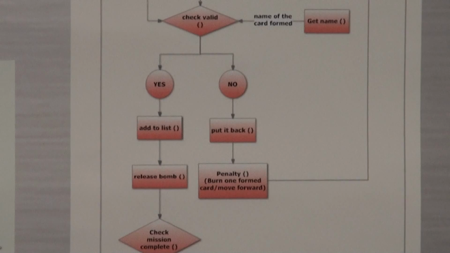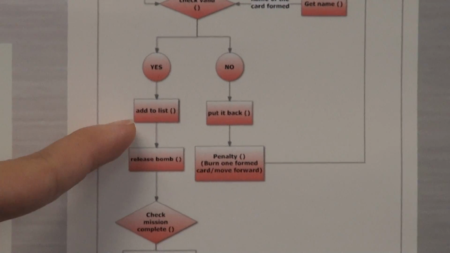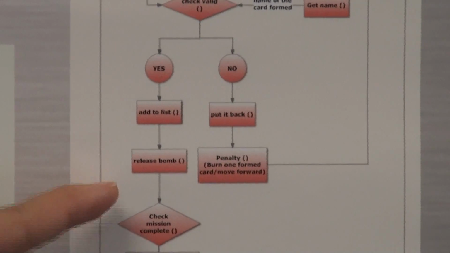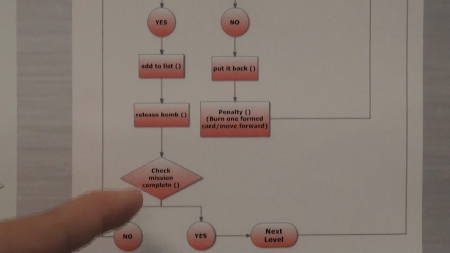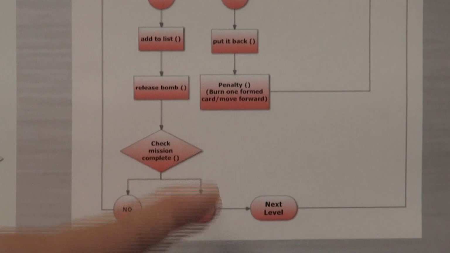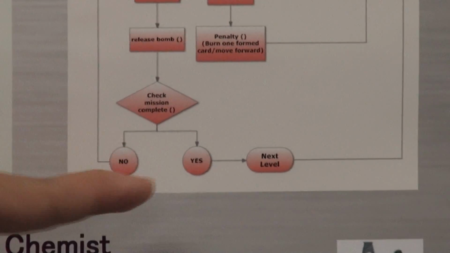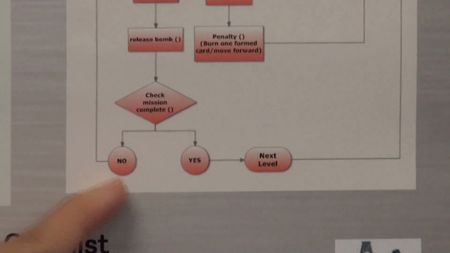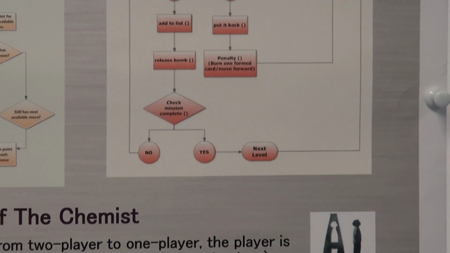If it is correct, it will return yes and call the activate function and release bomb function to fight the bad guy. Here it will also check whether the mission is complete or not. If the mission is complete, they will restart the function, and if the mission is not complete, they will have another move to fulfill the mission.